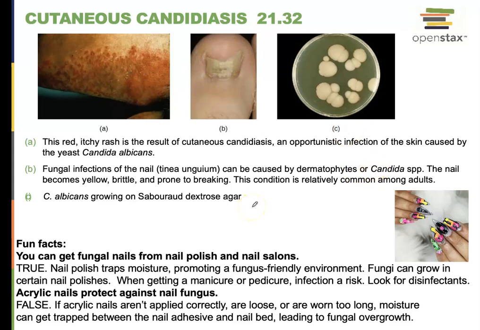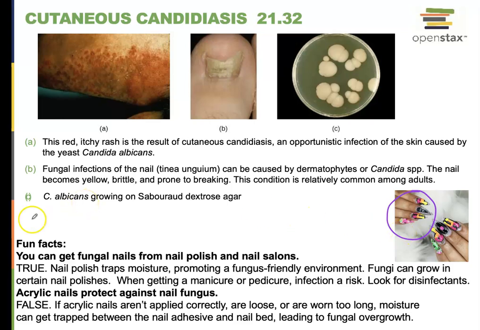But this is relatively common in nails among adults, especially if you wear fake nails or something on top of your real nail. That's an environment that is going to be closed, warm, and dark, and if you have an overgrowth there, it's more common in people who have something on top of their nails.